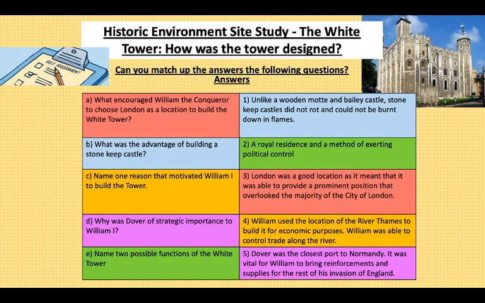And E. Name 2 possible functions of the White Tower. And that would go to number 2, a royal residence and a method of exerting political control.